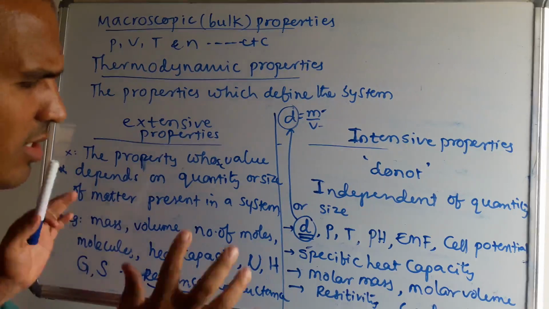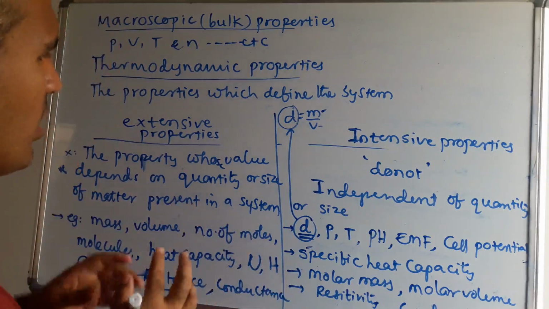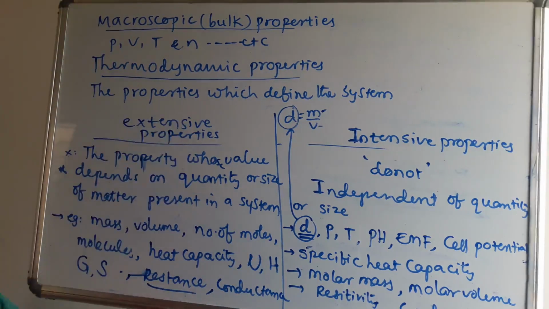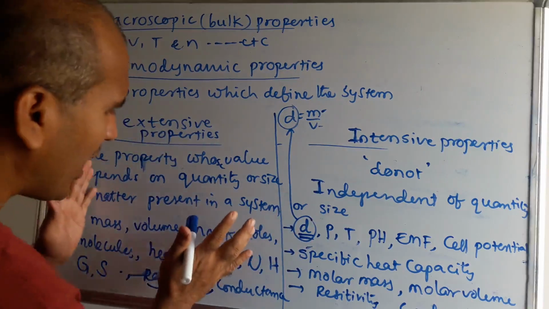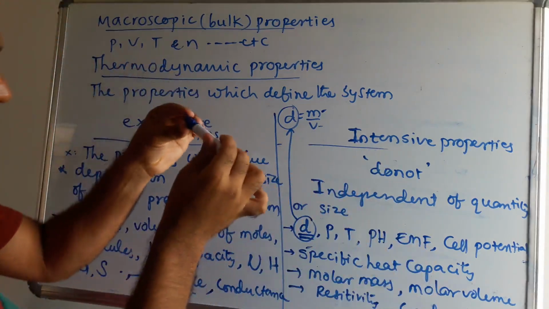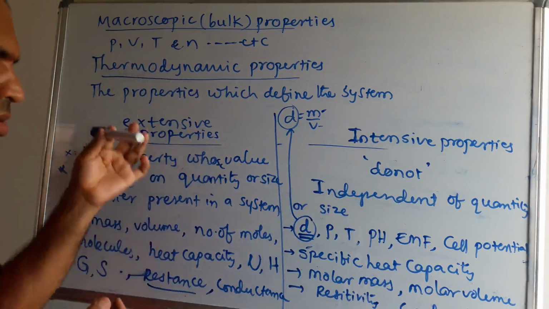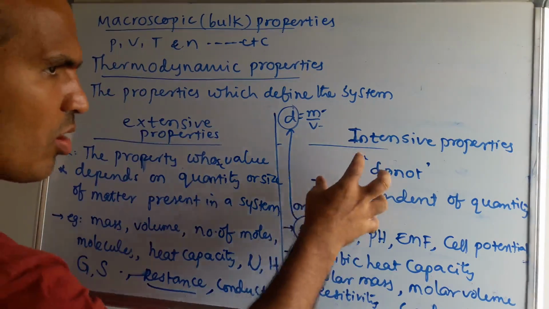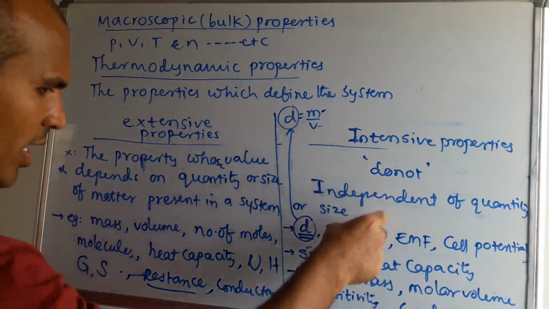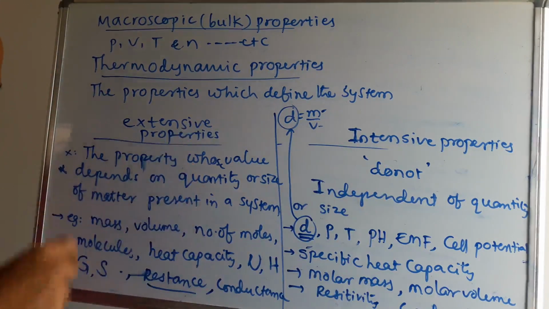So I have given some examples, some examples you have to remember. This is an extensive and intensive property. It depends, it is independent. These are some examples. So this is simply called an additive property. Additive means now these two are added, then it depends. So these are additive properties. These are non-additive properties. If you add also, there is no change in their value. Therefore, these are non-additive properties. These are additive properties.